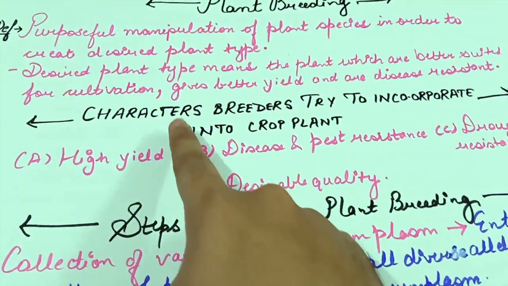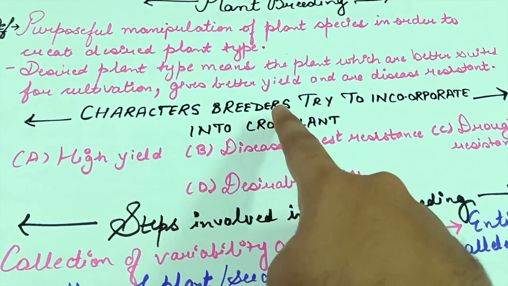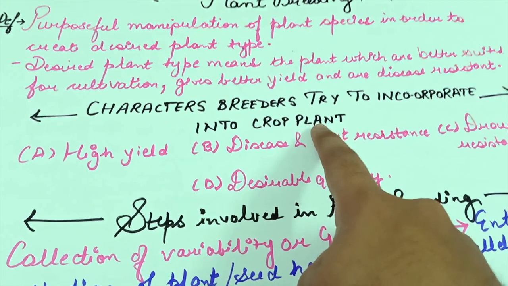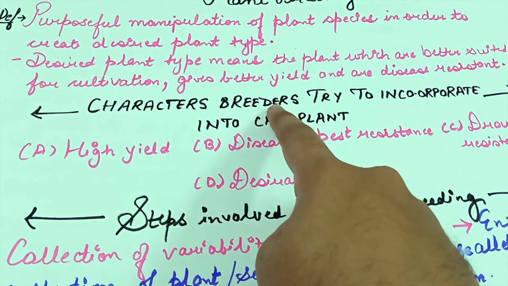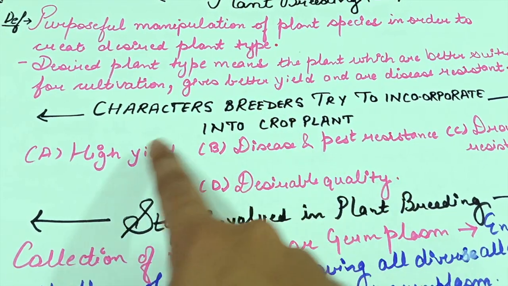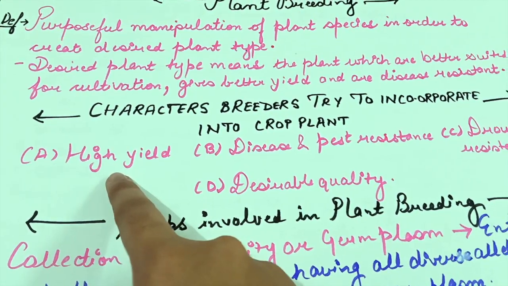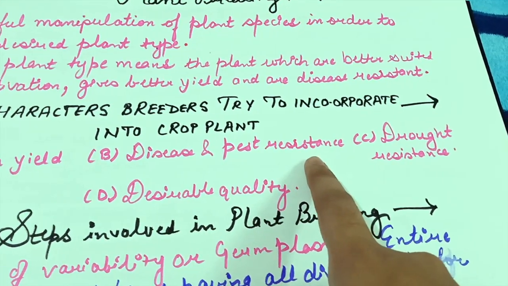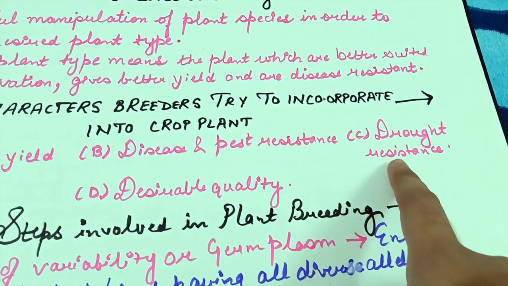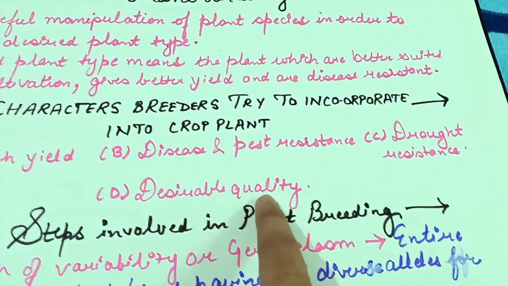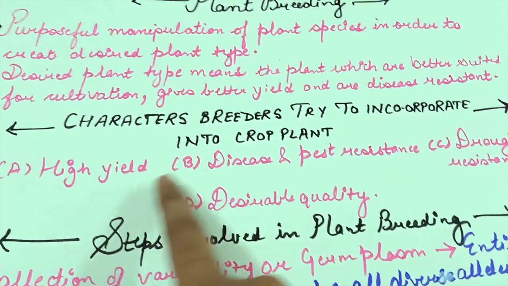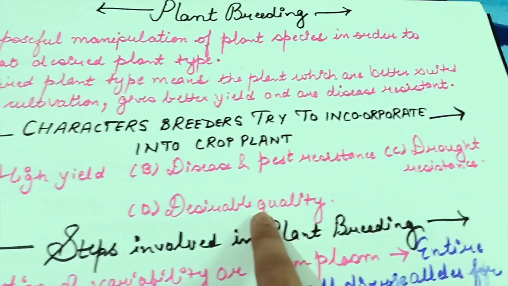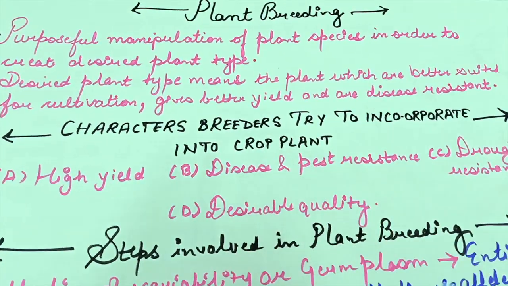Now let us look at the characters that breeders try to incorporate into the plant. So breeders try to incorporate the following characters. Number 1, high yield. Number 2, disease and pest resistance, drought resistance, and desirable quality. So these are the 4 characters that the breeders try to incorporate into the plant.